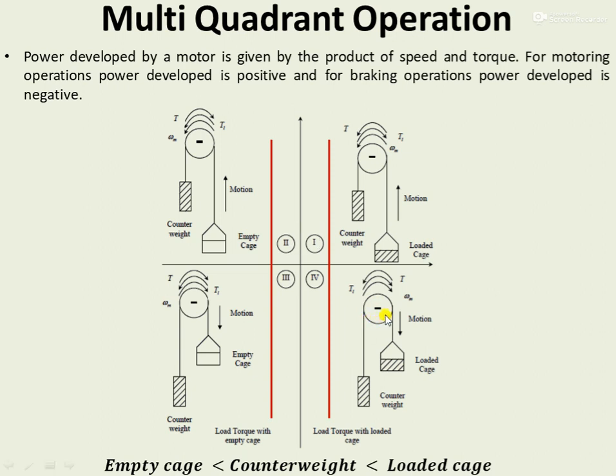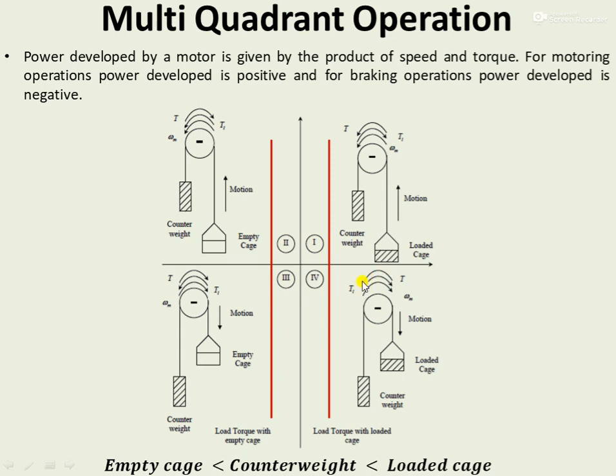That is, the torque which is produced by the motor in the anti-clockwise direction brings about the reduction of the speed in the downward motion of this loaded cage. Just like in all other quadrants, that is in the first, second and third quadrant, the load torque was always in the opposite direction as that of the torque which is produced by the motor. Similarly, in this case also, the load torque direction will be opposite to that of the motor developed torque.